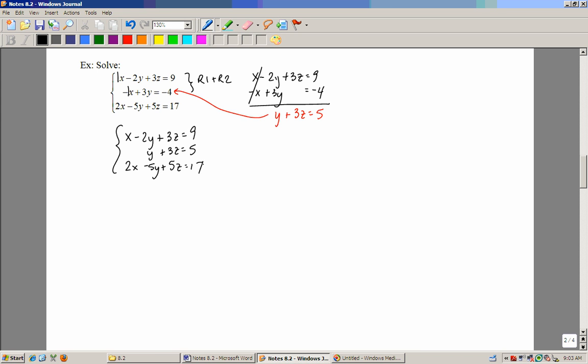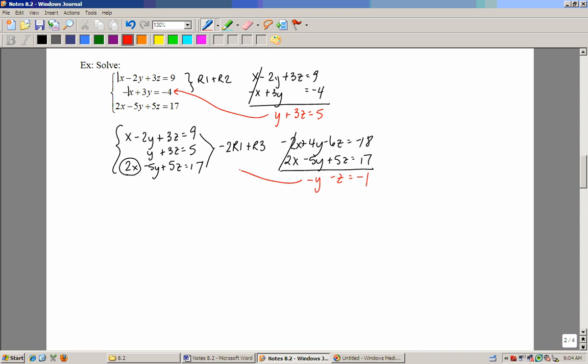Now we're going to look to eliminate the x in the third position. We're going to combine rows 1 and 3. In order to make that x disappear, you're going to multiply row 1 by negative 2. So if you multiply everything in row 1 by negative 2, that's negative 2x plus 4y minus 6z equals negative 18. And row 3 is fine the way it is because now the x's will cancel. When you combine these using linear combination, the x's disappear and you're left with negative y minus z equals negative 1. And that's going to go back in for either 1 or 3, and we'll put it in for 3.